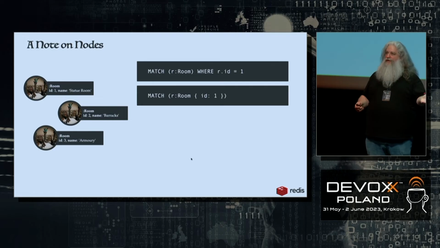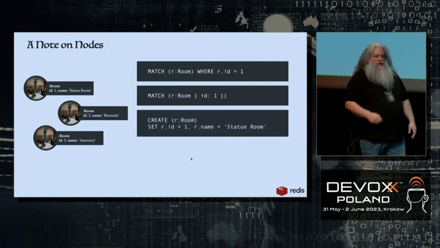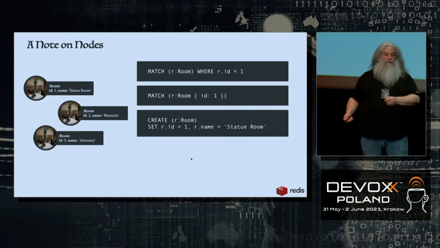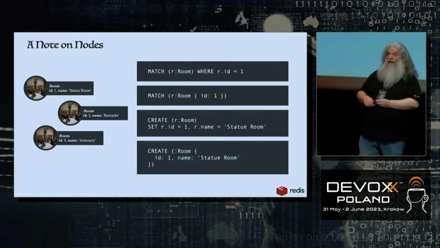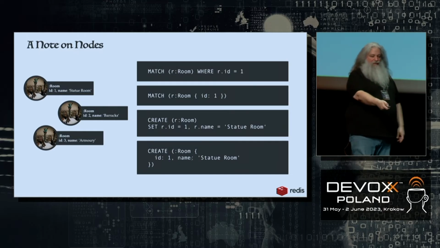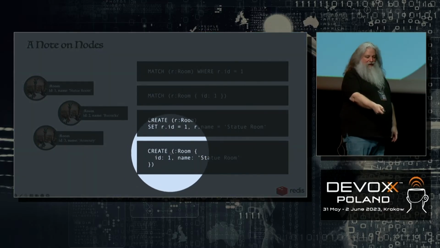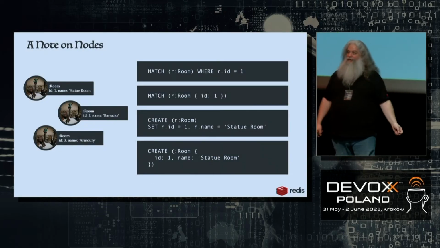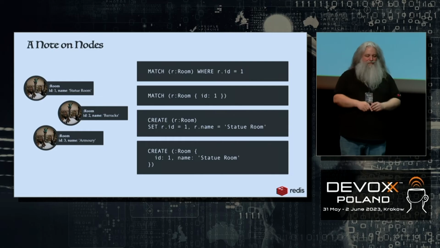And so this can be a little bit helpful. And you can do that when you call create as well. So here we're creating a room and setting properties, but we can create a room and provide the properties. And you'll notice that here where I'm creating the room, on this bottom one, I don't assign it to the variable r. And that's because I don't need to use that variable anymore. So I'm able to not do that.